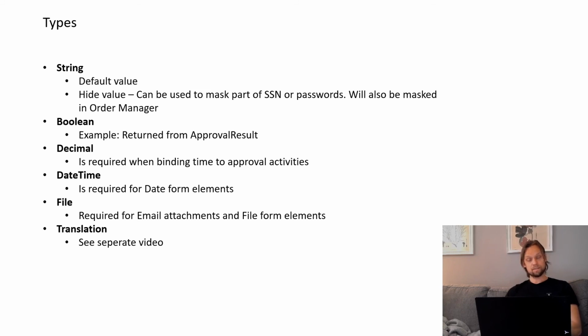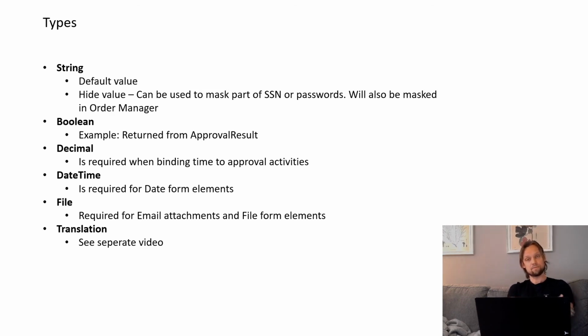A decimal is a number, and it's typically used when you want to have some dynamic time for when an approval is supposed to time out. And you bind the approval timeout seconds, for instance. So you can have a workflow that calculates the timeouts in seconds, depending on some kind of parameter.